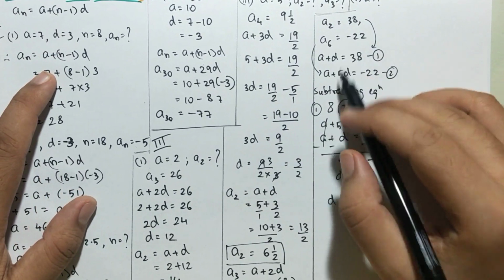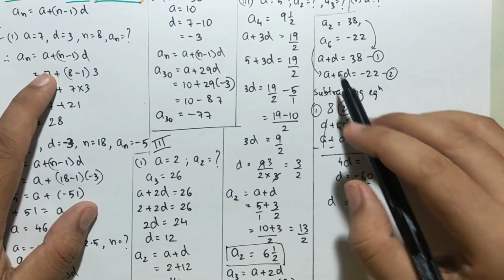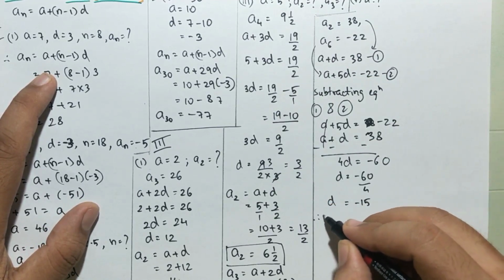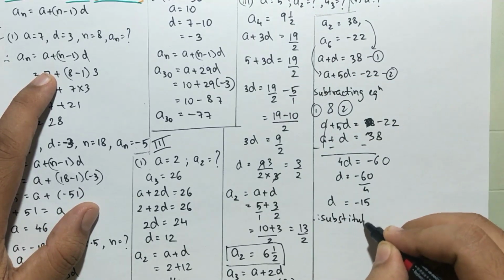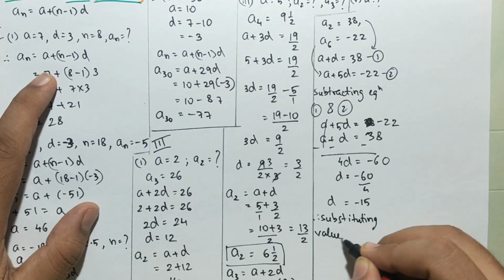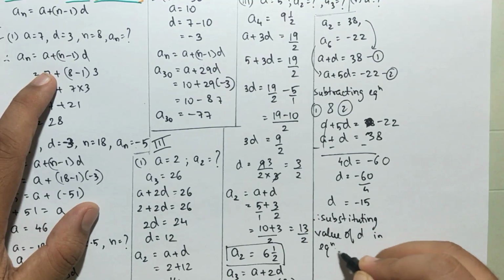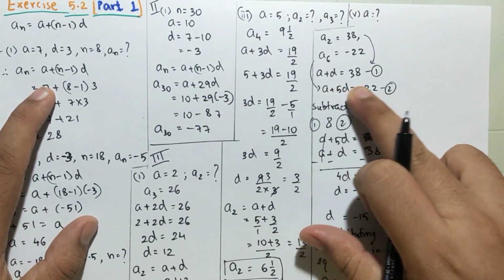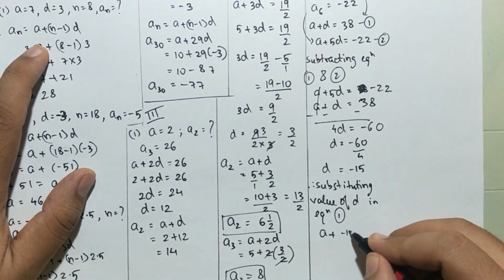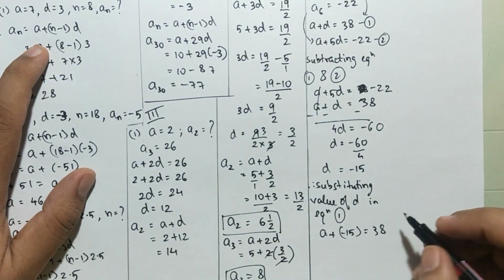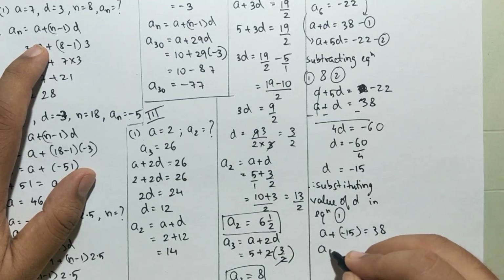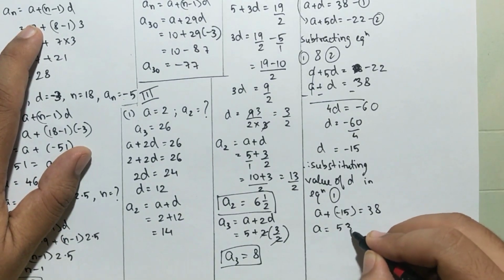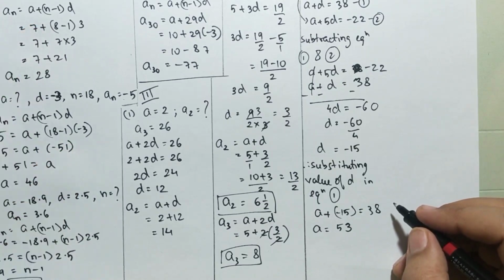Using this D, find the first term A. How will you find the first term using D? You know that in this equation A plus D equals 38. So substituting the value of D in equation number 1, A plus D equals 38. So A plus minus 15 equals 38. This minus 15 will go on that side and get added. So A will be equal to 38 plus 15, that will give us 53. So we got A as 53.